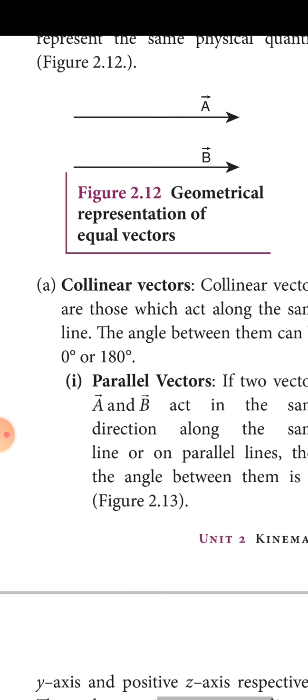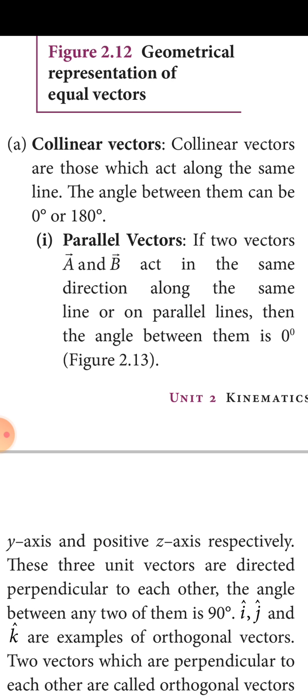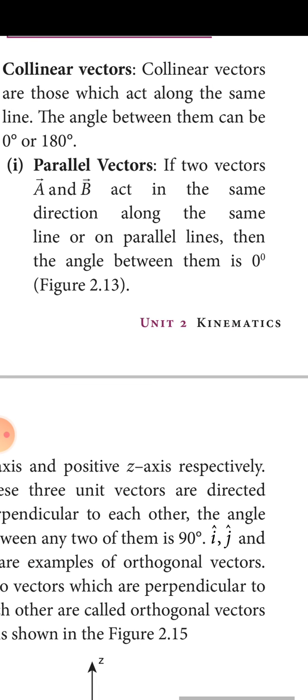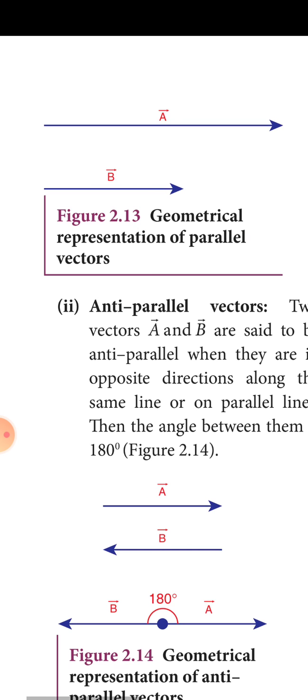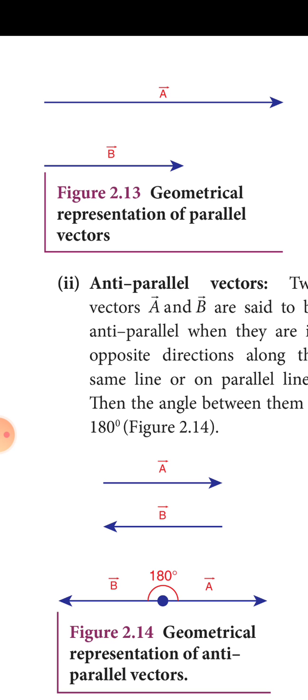And the second one, collinear vectors. Collinear vectors act along the same line. The angle between them can be 0 degree or 180 degree. First, parallel vectors. If two vectors A and B act in the same direction along the same line or parallel lines, then the angle between them is 0 degree. In the diagram, the angle between both vectors is 0 degree.